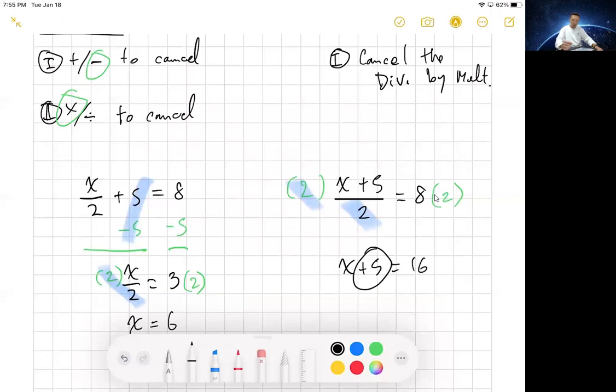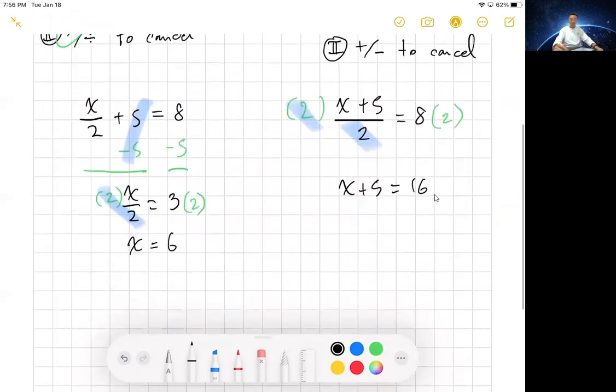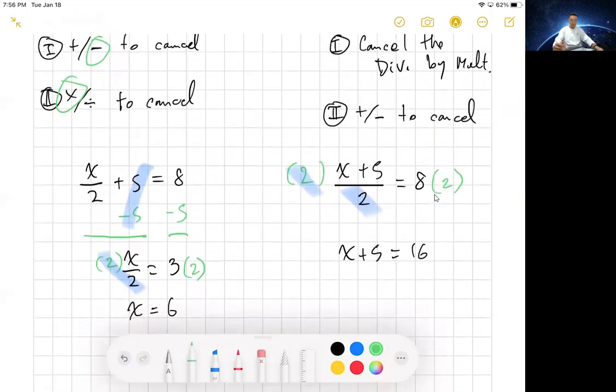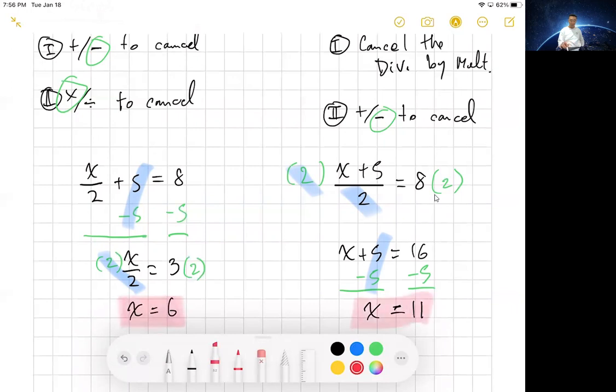Aha. Now the 5 is free to be canceled. So that's what we're going to do as our second step. Add or subtract to cancel. So this is why it's called an exception, because the sequence in which you cancel the numbers is different. So now I can go ahead and subtract 5. And you'll notice that we get 2 different answers because you solve it 2 different ways. They're not the same problem. These problems are not the same.